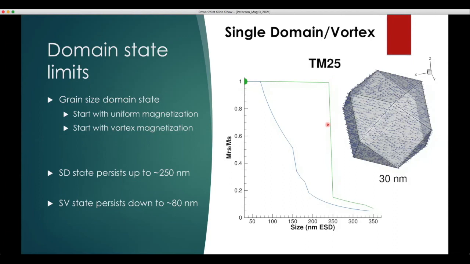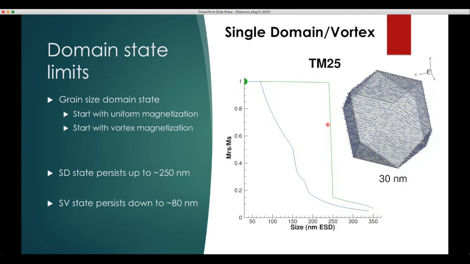And then we do the opposite by starting at a single vortex state. We look at the point at which an initial single vortex state will collapse into a uniformly magnetized state. And that tells us the lowest grain volume at which a vortex state is energetically favorable. Between these two boundaries is the transition where, depending upon whether we start from a saturated magnetization or from some randomized state or a vortex state, we could go into either. A grain could either be vortex or uniformly magnetized.